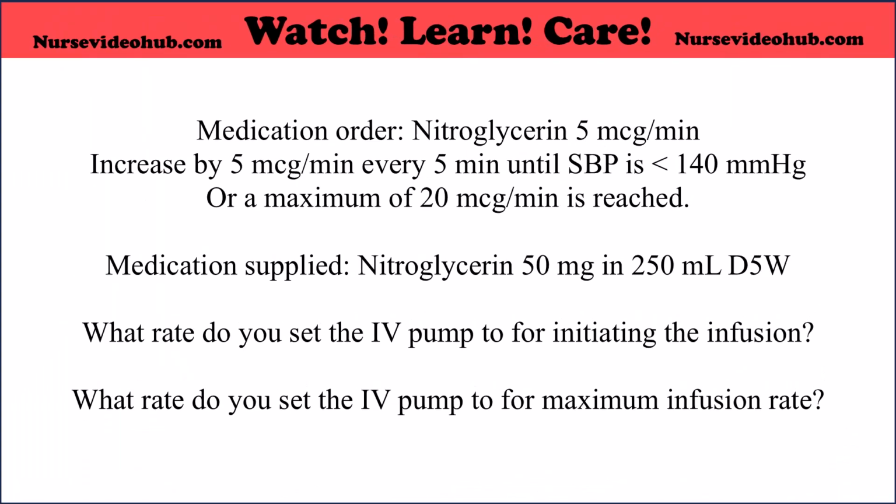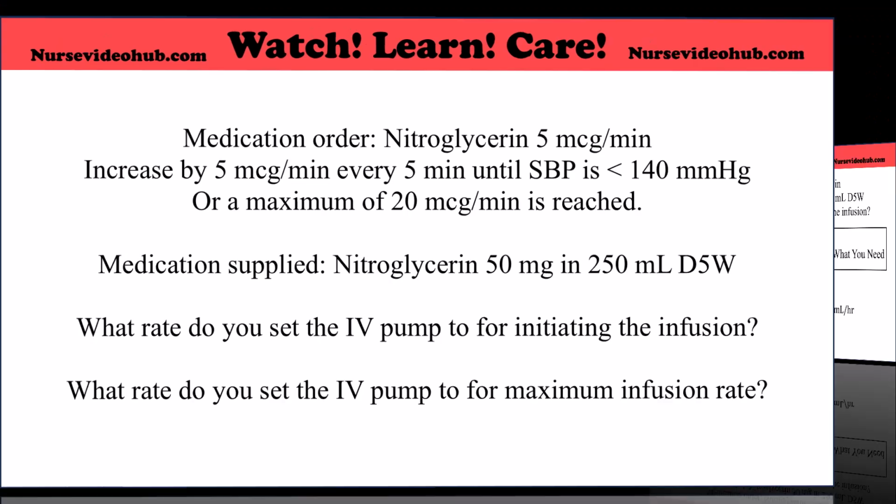Finally, let's calculate a titrating nitroglycerin drip. The medication order is nitroglycerin 5 micrograms per minute and increased by 5 micrograms per minute every 5 minutes until the systolic blood pressure is less than 140 or a maximum of 20 micrograms per minute is reached. The medication supplied is nitroglycerin 50 milligrams in 250 milliliters of D5W. What setting do you use on the IV pump to initiate the infusion, and what setting do you use for the IV pump to achieve the maximum infusion rate?